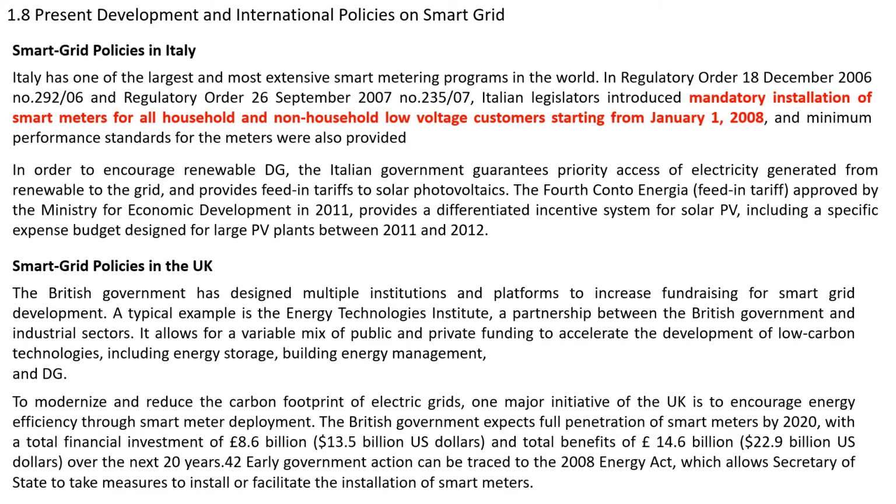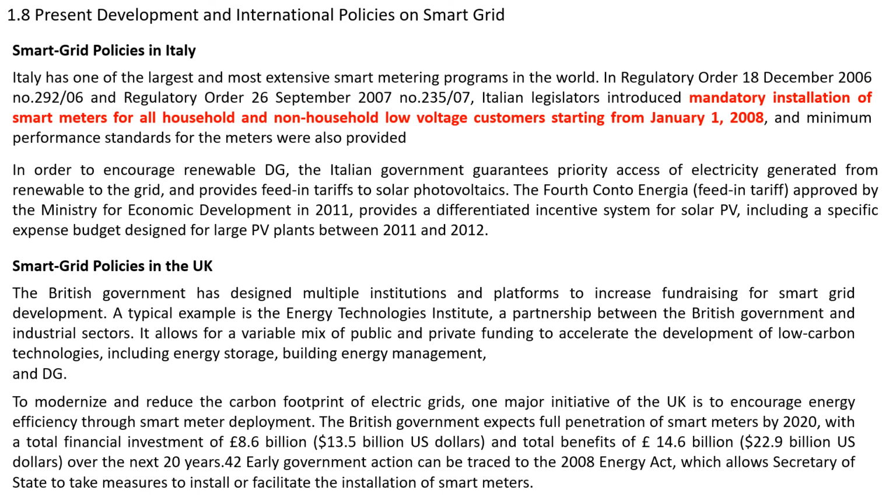The Italian government also increased renewable distributed generation. They have guaranteed priority access to the grid for electricity generated from renewables, and provided feed-in tariffs for solar photovoltaics. The fourth Conto Energia, approved by the Ministry for Economic Development in 2011, provides a differentiated incentive system for solar PV, including a specific budget designed for large PV plants between 2011 and 2012.